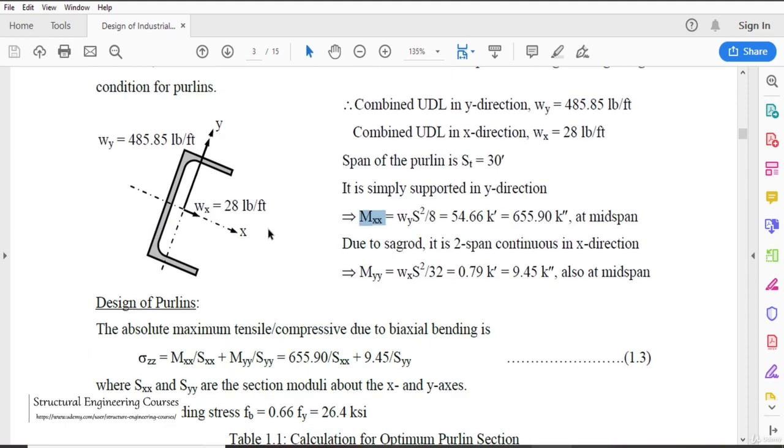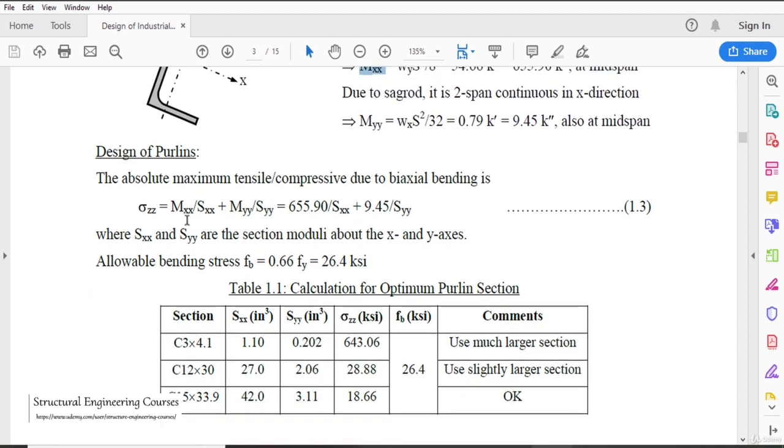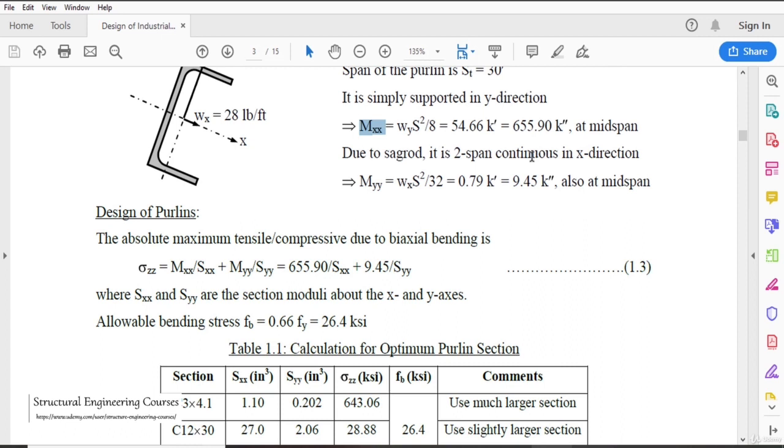Now we can see that bending moment is coming in both the directions, that is Mx also and My also. So the absolute maximum tensile or compressive stress due to biaxial bending is given by this equation, that is Mxx divided by Sxx plus Myy divided by Syy. Mxx that we had calculated is in kips inches, and Sxx is also in inches.